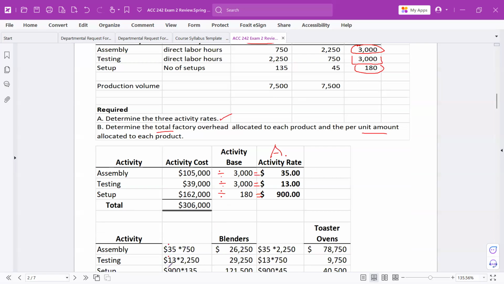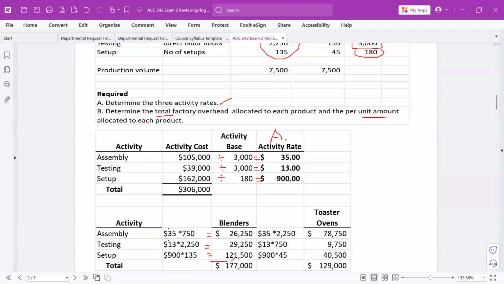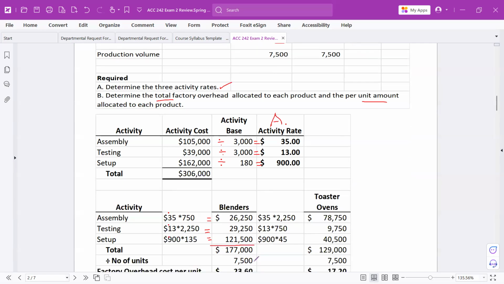So the application of overhead, again, we're just going to take the rates, 35, 13, and 900, times the activity, the 750, 2,250, and 135. The rate times the activity gives us the assignment of overhead. So we're assigning the overhead three times for blenders. Put it all together, we add all that overhead, and that's total overhead.